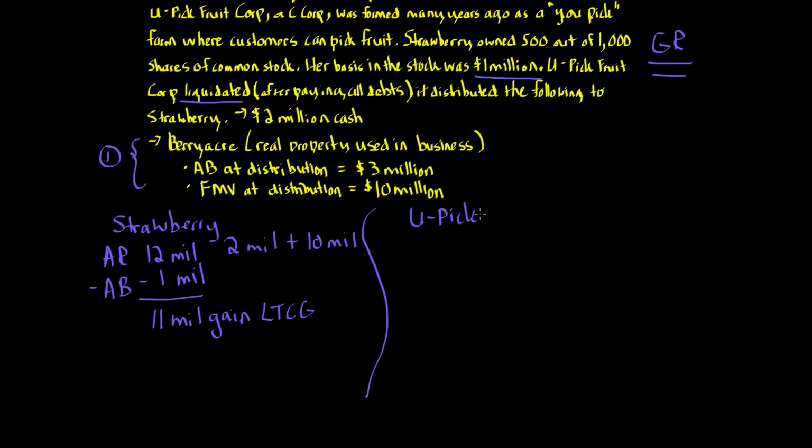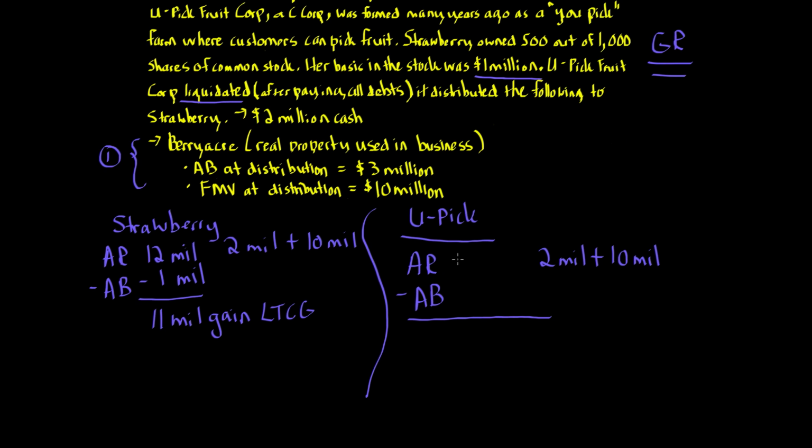To U-Pick, we have to do amount realized minus adjusted basis. The amount realized is going to be as if the corporation was selling these assets. So we have $2 million of cash plus the fair market value of Berryacre. It's either going to be the greater of fair market value or liability relief. There's no liability relief here, so it's going to be the fair market value.